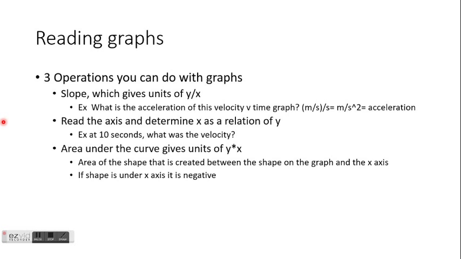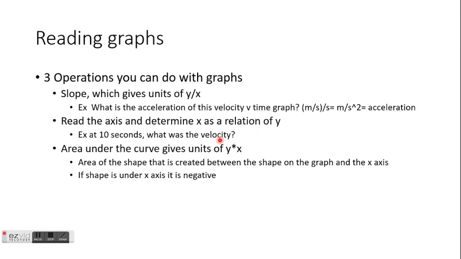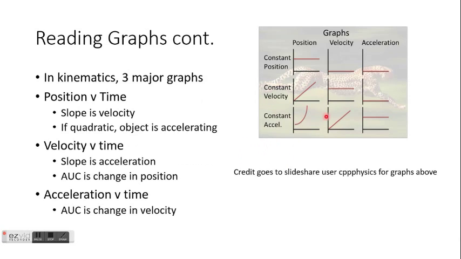You could read the axis and determine y as a function of x. So like at 10 seconds, what is the position? You just look at 10 and go up to the line and read the y-axis. And you can find the area under the curve, which gives you units of y times x. So if you were finding the area under the curve of this velocity graph, if you found it at this time, it'd give you the position, because velocity times time is position.